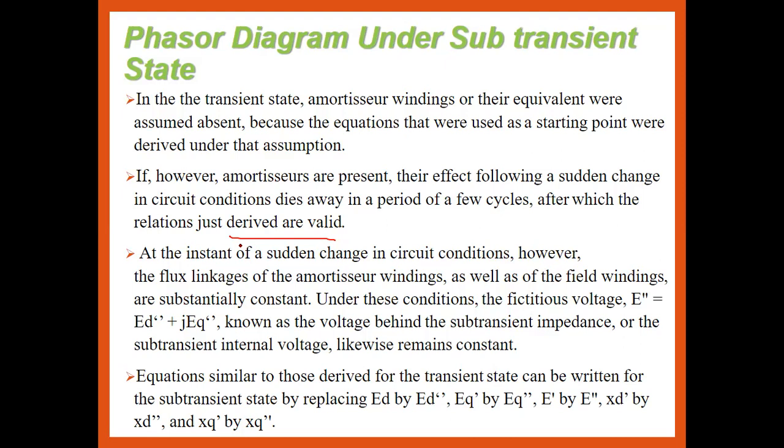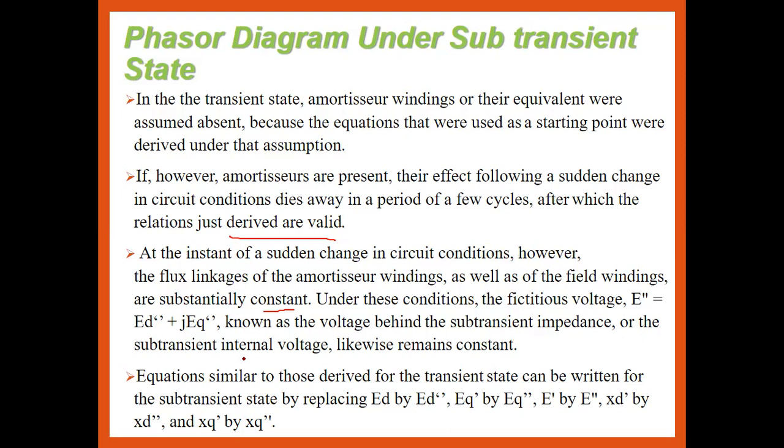Okay, so at the instant of the sudden change in the circuit condition, the flux linkage of the field winding should be a constant value. But under this condition, the fictitious voltage, that is E double dash, should be ED double dash plus jIQ. In the steady state, what was it? E is equal to ED plus jEQ.